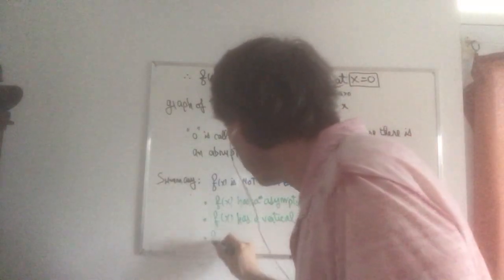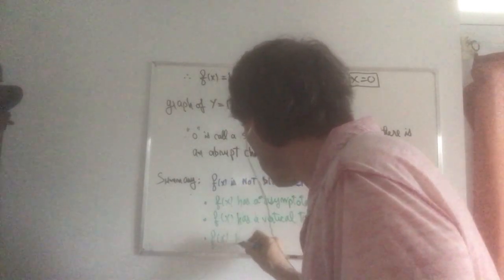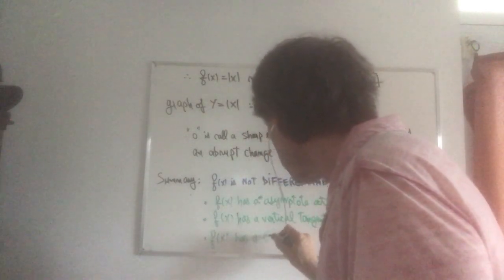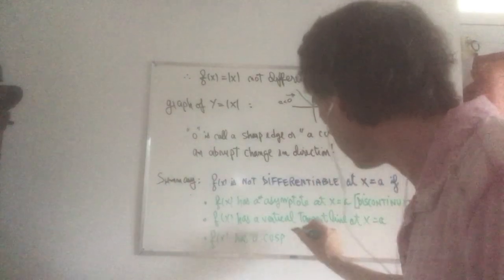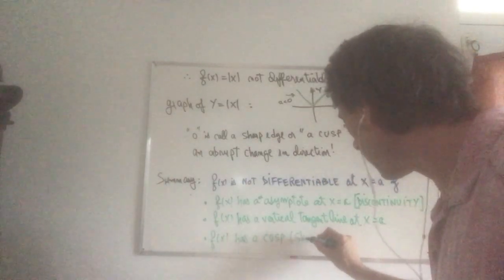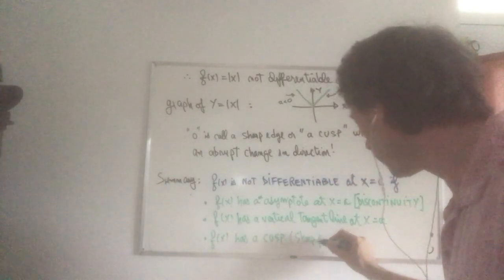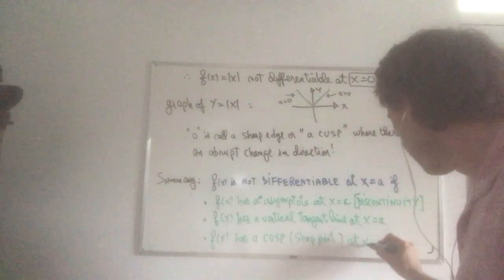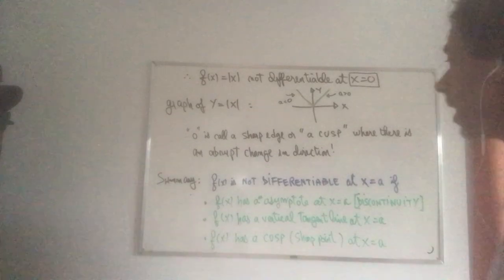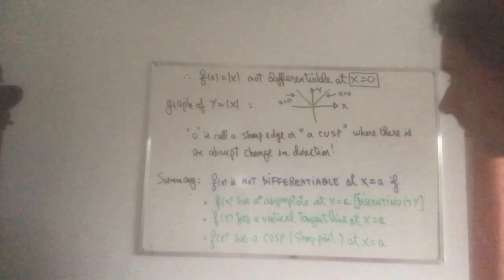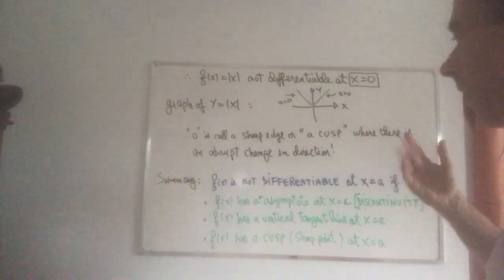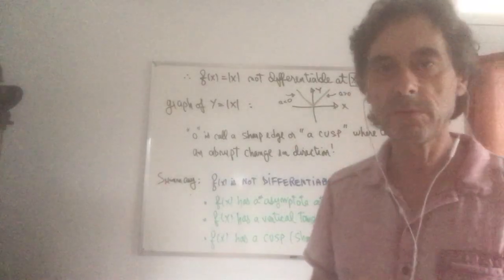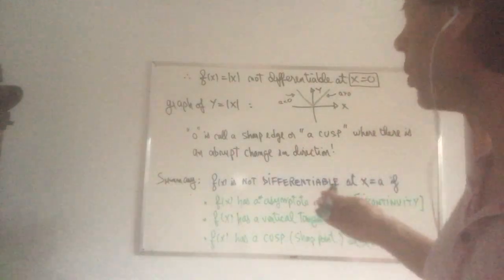Finally, f of x has a cusp, a sharp point, a sharp edge, we said, at x equals a. These are the things we actually encounter the most in order to figure out if a function has a derivative at a point.